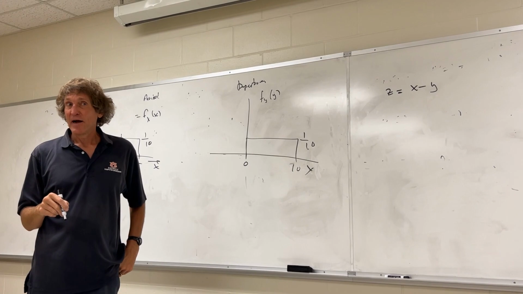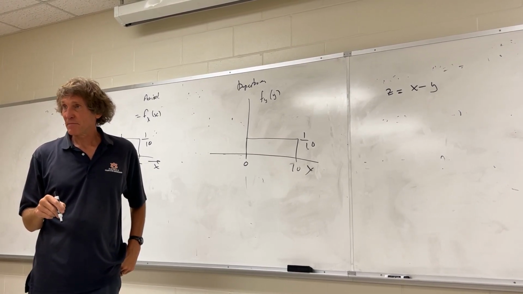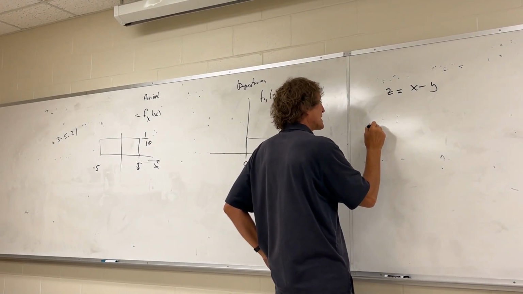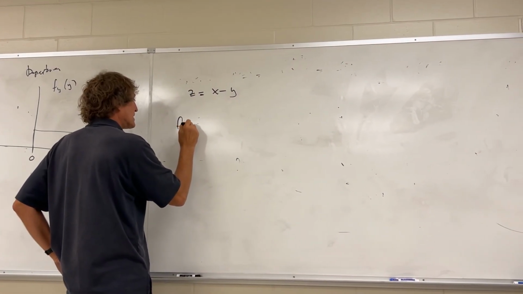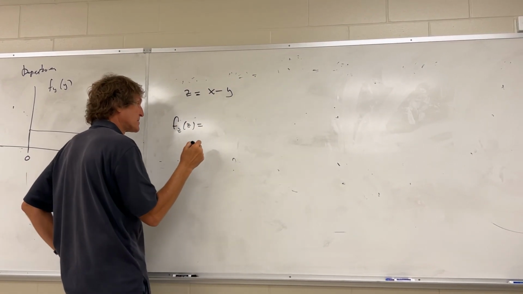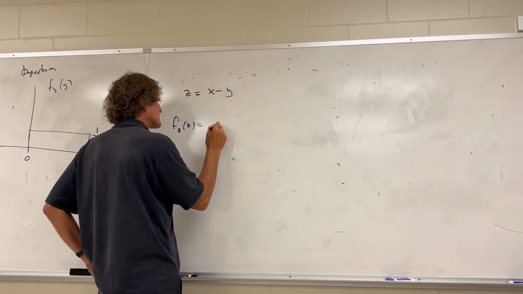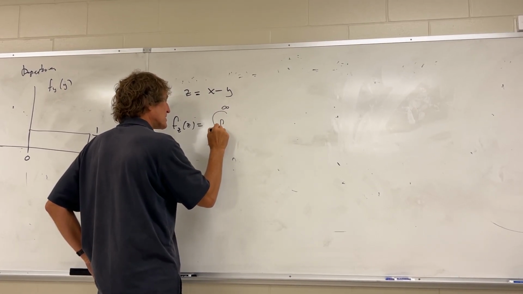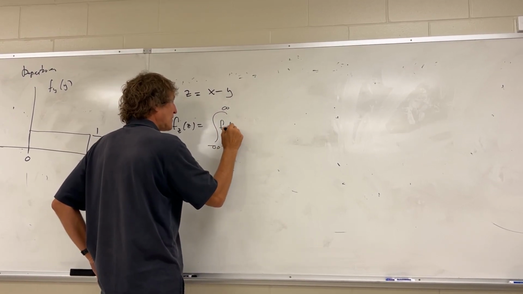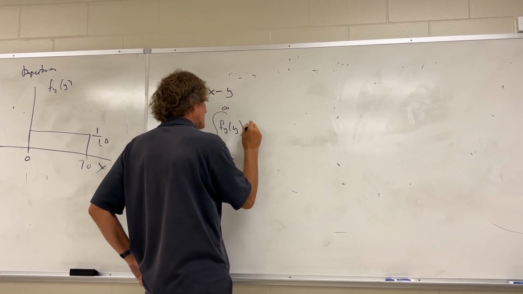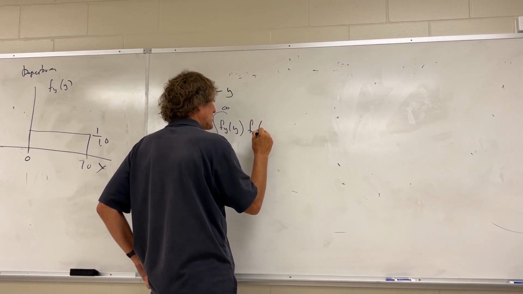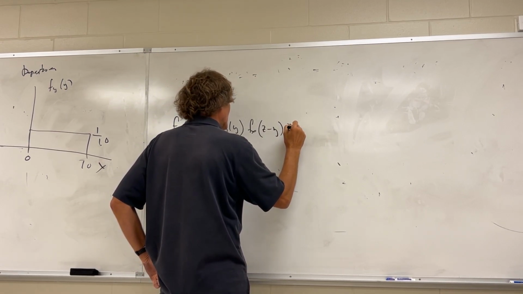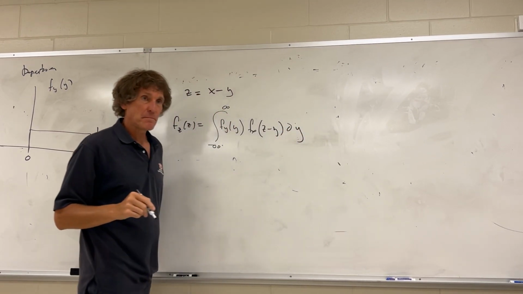Now, I want to make sure everybody's good with this, right? Before, what we had was this. We had f of z was equal to, and we convolved the two, but technically what we had was an integral from minus infinity to infinity of the first function, f of y, and then the second function was f of x, and here it was equal to z minus y, and this is going to be dy. Do y'all remember that?